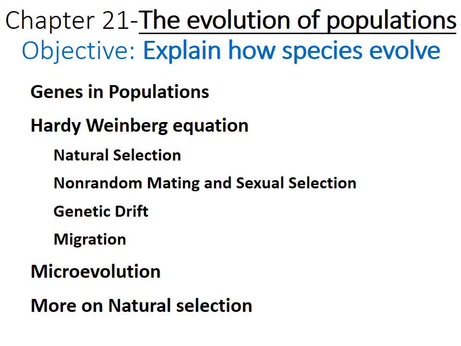All right, so chapter 21 covers the evolution of populations, or microevolution. So the course objective we're covering here is: explain how species evolve. We'll talk about genes and populations. We'll spend a good chunk of time on the Hardy-Weinberg equation, or the Hardy-Weinberg equilibrium, and its components, and then we'll talk about microevolution and we'll hit natural selection again.